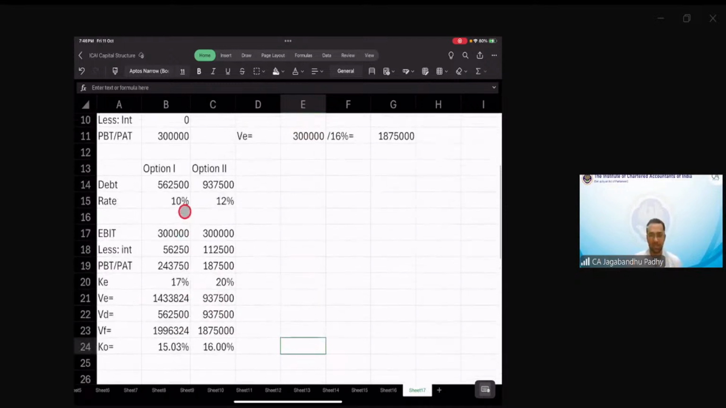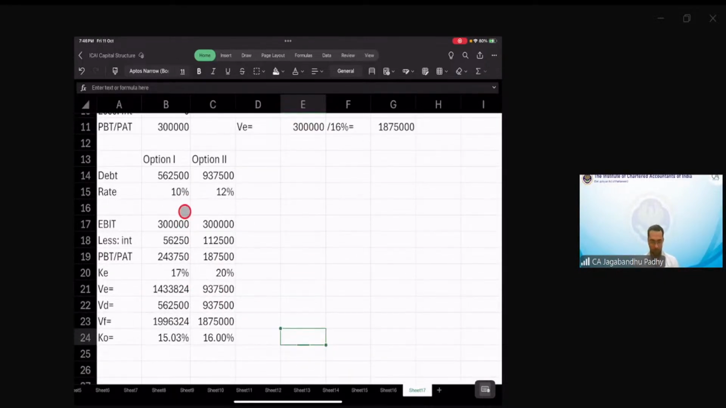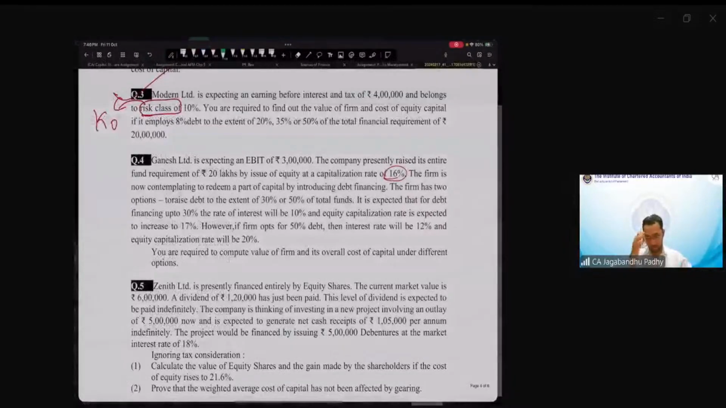Now, out of these two options, which option should the company actually take up? Should the company go for a value of the firm with 19,96,000 or with a value of 18,75,000? Of course, option one, because that leads to a greater value of the firm as a whole. Got it? So 19,96,324 is the total value of the firm that we have. So that's done.